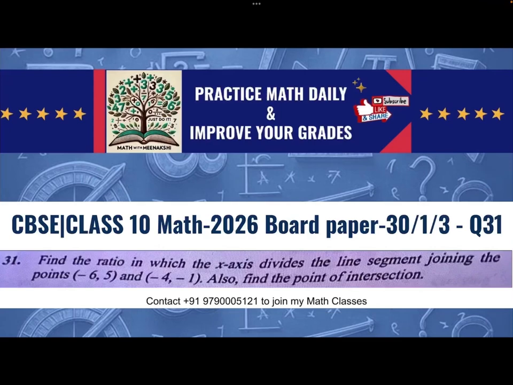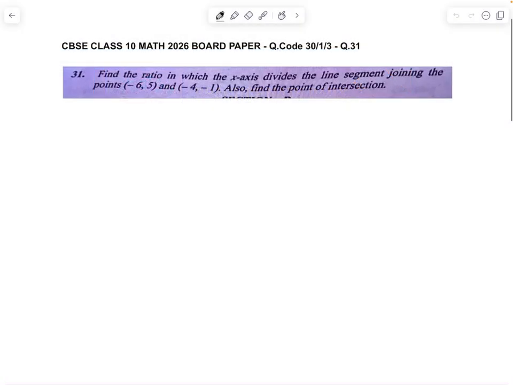Hello all, in this video I am going to solve question number 31 from the CBSE class 10 standard math 2026 board paper. The question paper code is 30/1/3. The question goes like this: Find the ratio in which the x-axis divides the line segment joining the points (-6, 5) and (-4, -1). Also find the point of intersection.